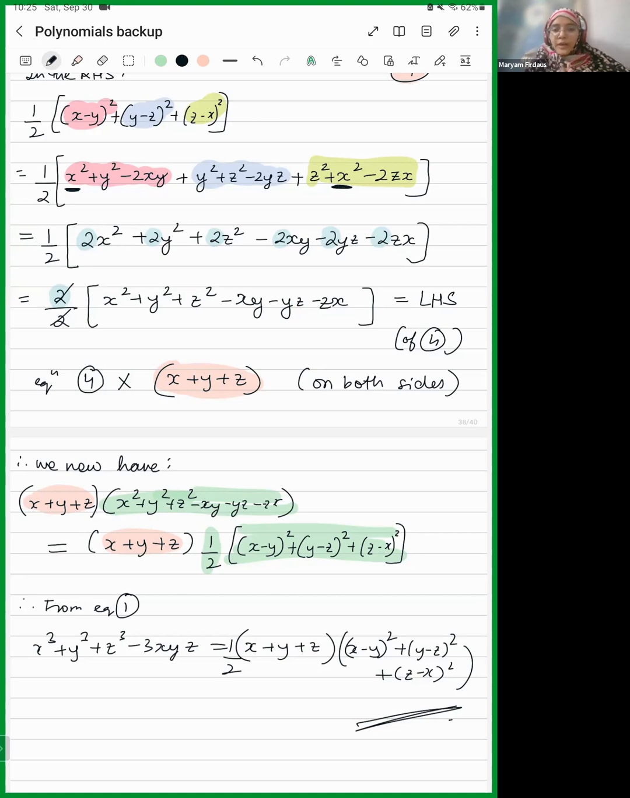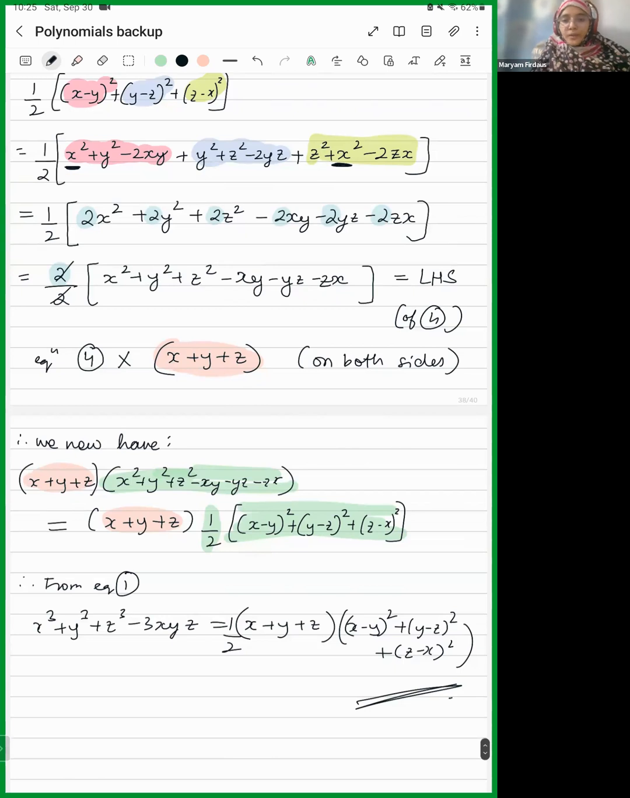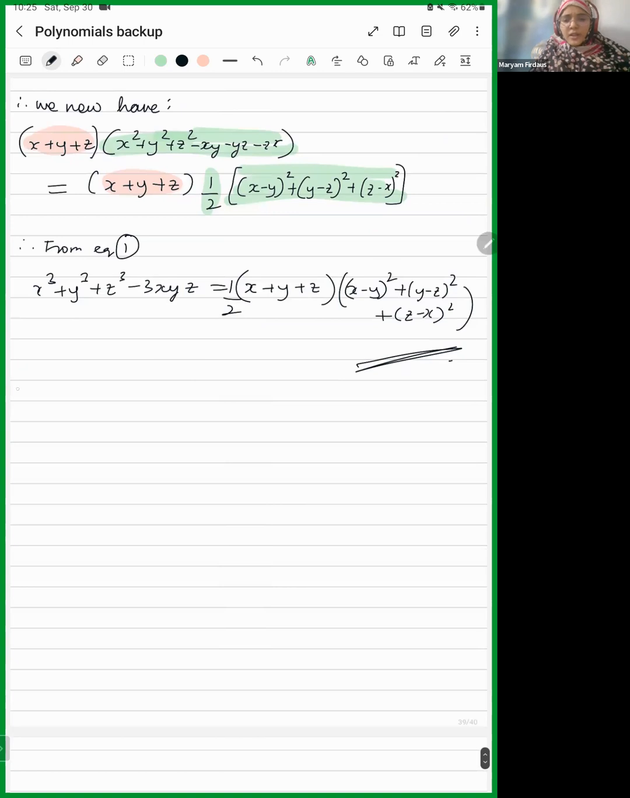Done? Shall we move ahead? Yes, ma'am. Okay. So, acha. Now it's a different question actually. It's a very easy one. This one you will find comparatively easier as compared to the previous one. So this one says that if x plus y plus z equals 0, then show that x cube plus y cube plus z cube is equal to 3xyz.